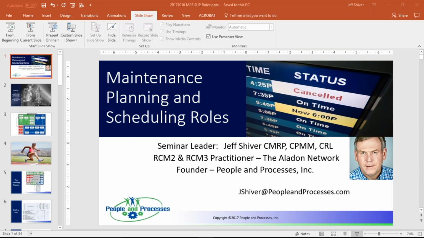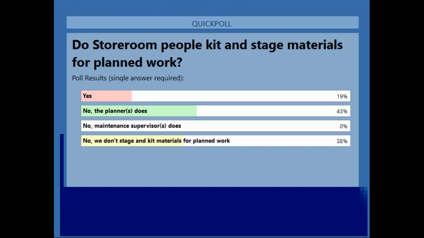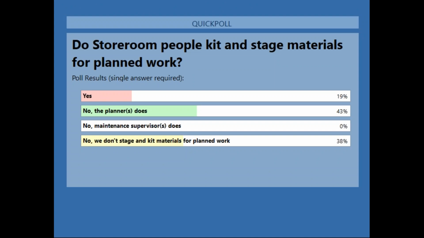All right. And here were our responses. Okay, so we had 19% that said yes, 43% said that the planner scheduler does the staging and kitting, and 38% says that we don't stage and kit materials. And that's a huge opportunity for us. And what it says is in many cases, we really don't have a good partnership between the storeroom and maintenance or planning and scheduling in particular. There may be some other reasons, but as a rule, that's what it says from my experience.